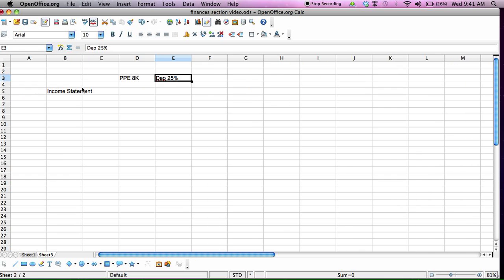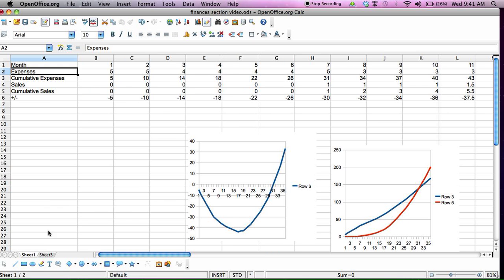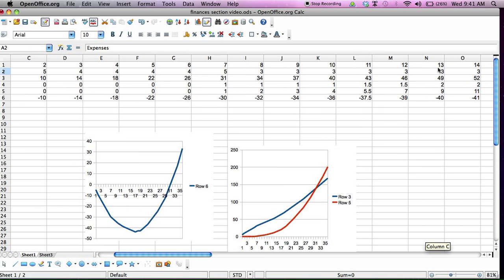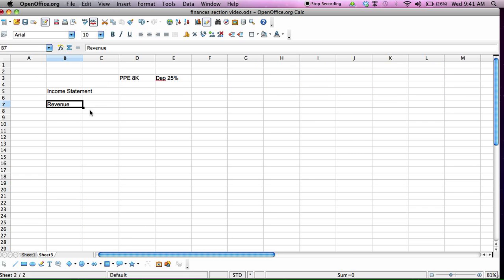So now that we have that figured out, the first thing we're going to put on our income statement is revenue or sales, whatever you want to call it. So we want to see at month 12, the end of the year, what are our cumulative sales? It's $7,000. So we just bring that over.